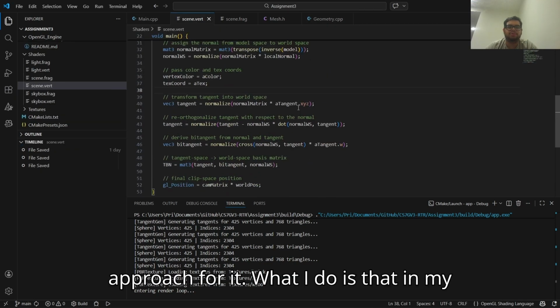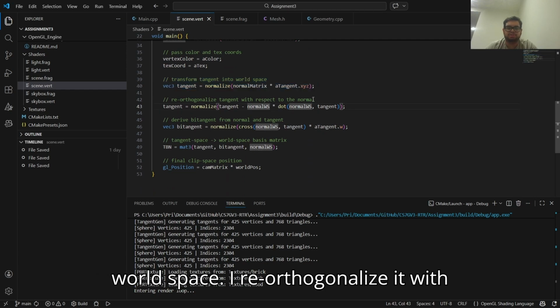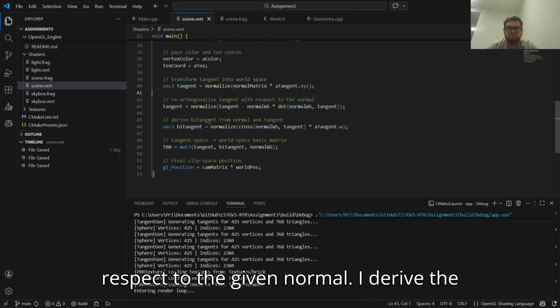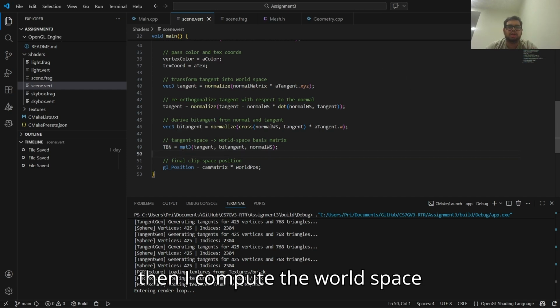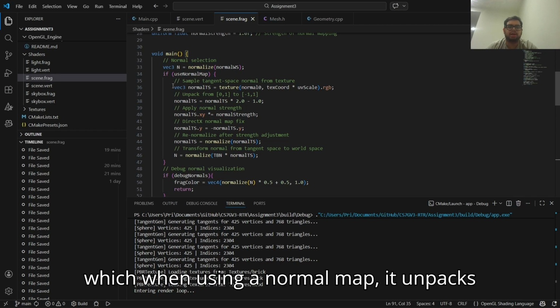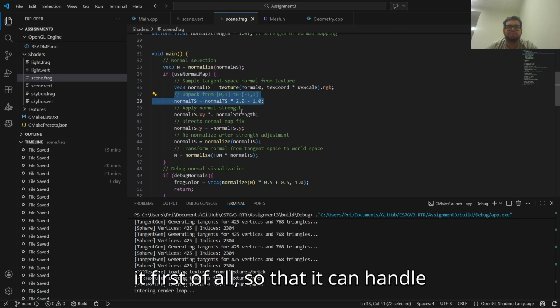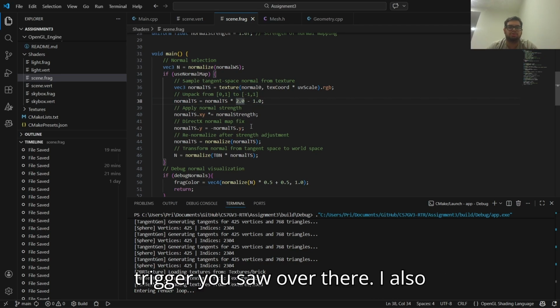What I do is that in my vertex shader, I transform the tangent to world space. I re-orthogonalize it with respect to the given normal. I derive the bitangent, using the handedness already provided. And then I compute the world space basis matrix, the TBN, like such. Then I supply it to my fragment shader, which, when using a normal map, unpacks it first of all so that it can handle the signs, and then it applies the normal strength, which is just the little tweak trigger you saw over there.